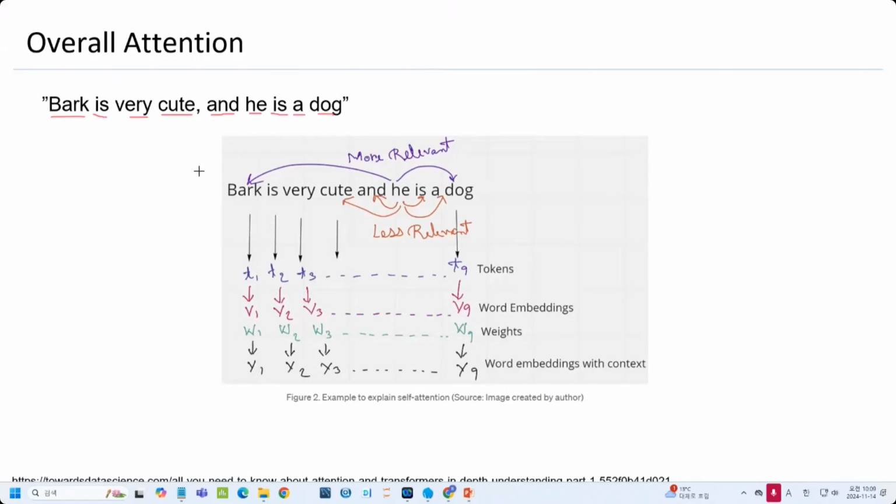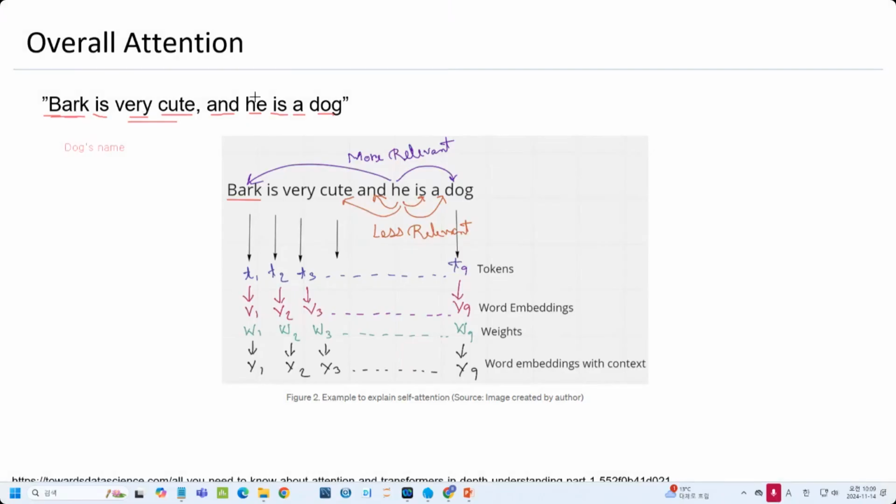What does it mean? We know the word Bob starts with a capital letter, so maybe this is the dog's name. Okay, Bob is very cute and he is a dog. From this we know that Bob might be related to the dog's name and is very cute.